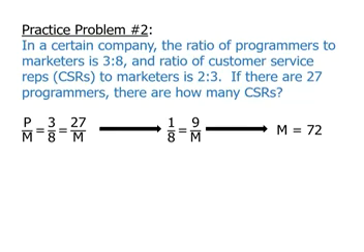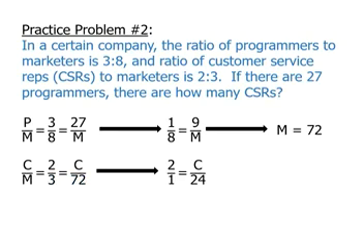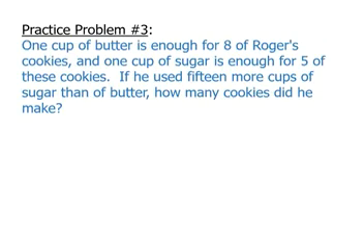Now that we know the number of marketers, we can figure out the number of customer service reps, because that ratio is 2 to 3. So we have 2 over 3 equals c over 72. Here we're going to divide both denominators by 3. So 72 divided by 3 is 24. We'll cross multiply here, and the number of customer service reps is 48, and that's the answer.